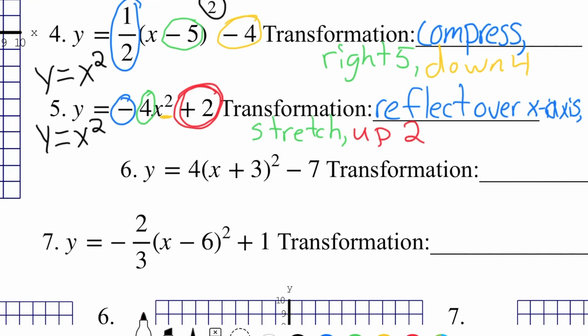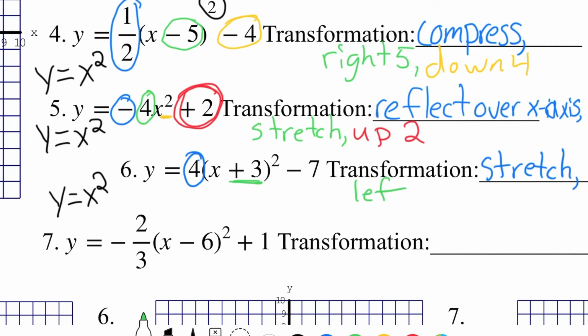Number 6, parent function, y equals x squared. We have a 4 out front. It is greater than 1, so it is going to be a stretch. We have a +3 on the inside. That's going to be a left or right. It's going to be opposite of the sign, so it's going to be left 3. And then we have a subtract 7 or a -7 outside. That's going to be up or down. We're going to be obedient to the sign, so we're going to go down 7.